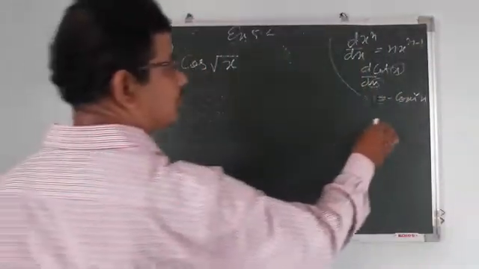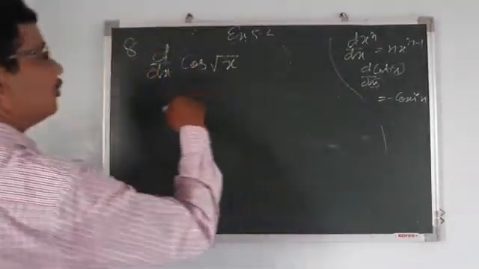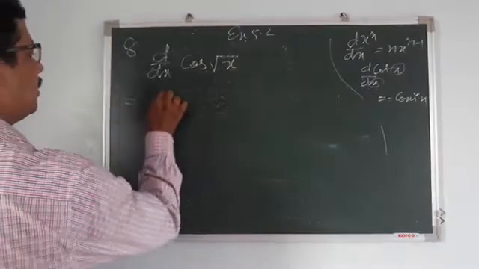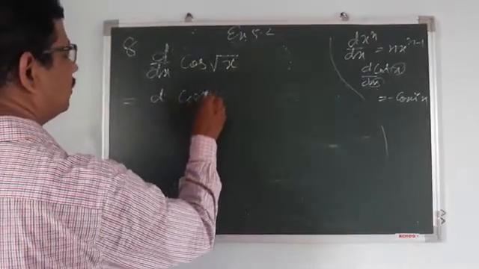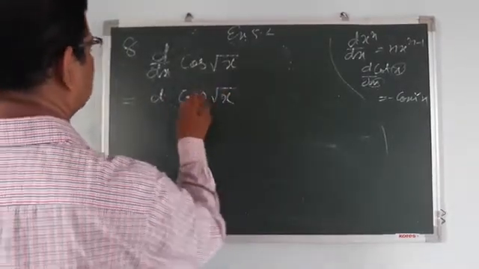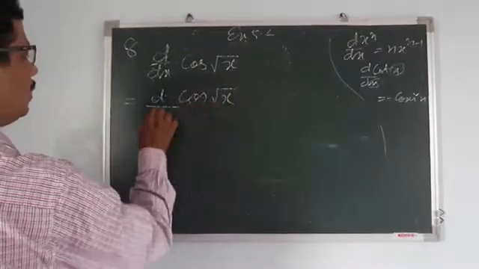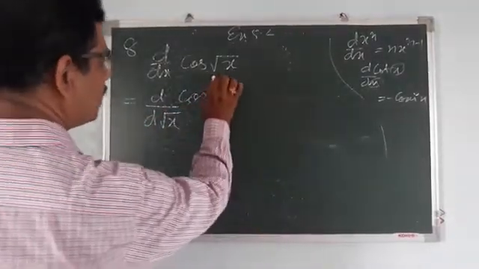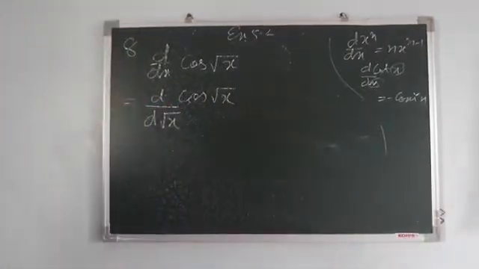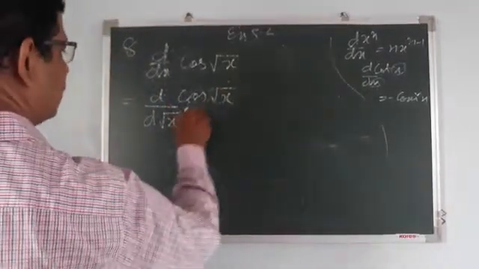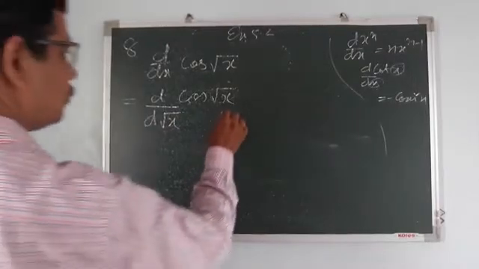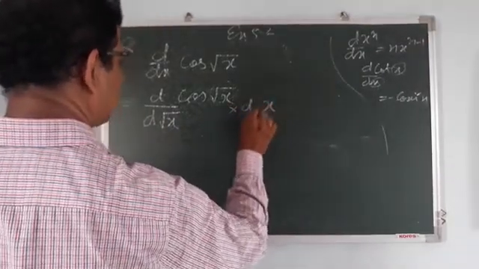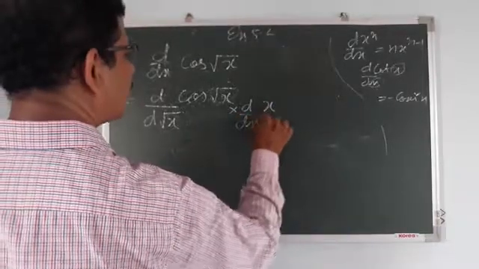Cos x. Differentiation of cos x, we know, is minus sin x. So of course, but as it is written root x, we will write here root x. Why? Because we know the differentiation of cos x with respect to x, whatever is inside, that should be here. So to neutralize this, we will do what? d root x by dx. Root x means what? Half.